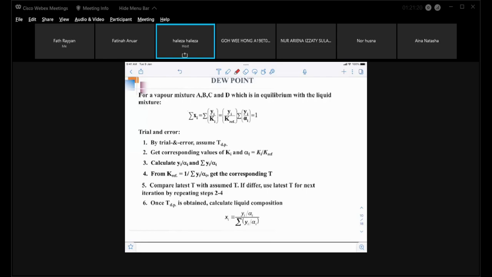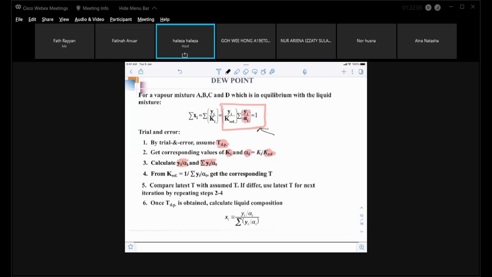So what you have to do, first you assume a temperature for your dew point. And from that dew temperature, get the corresponding K value, the same procedure, from the graph or from the equations, and calculate your relative volatility based on whatever reference K you're going to use. In this example, you're going to select component C as the reference component. Because of this equation over here, you need this summation. So do that calculation in one of the columns, and then get the summation.